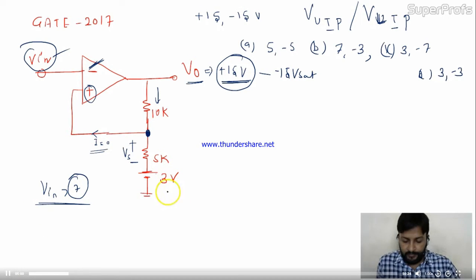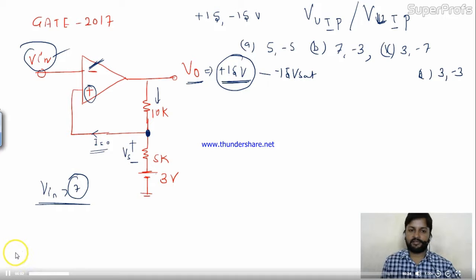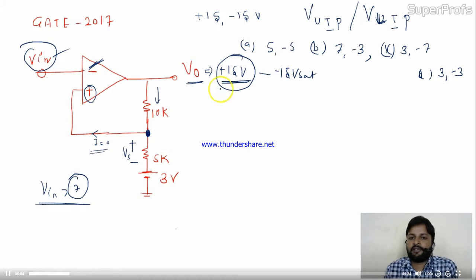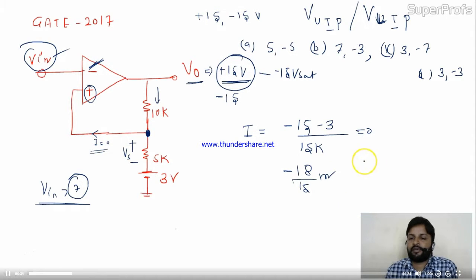So minus V saturation. Now let's take your value of voltage as minus 15. So the minus 15, again you have to apply over here. You have to find the current, right? So current is minus 15, potential difference minus 3, divided by 15K. So this is minus 18 divided by 15 milli. Okay, this is your current.